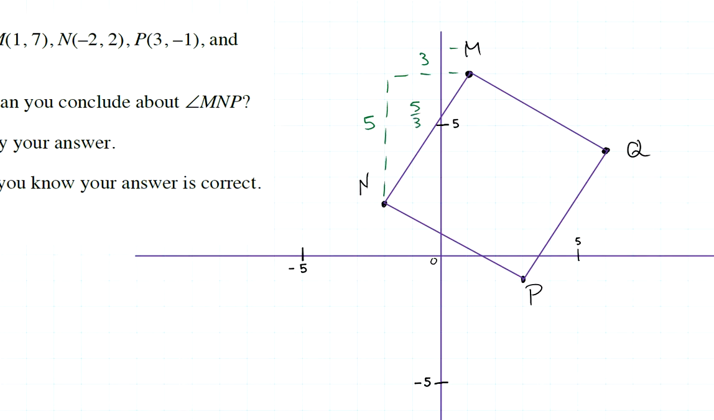That's its slope. For NP, I'm going to go down from N to P. I'm going to go down 1, 2, 3, and over 1, 2, 3, 4, 5. So here I've got a rise of negative 3 and a run of 5 units. So this one has a slope of negative 3/5. When I look at those two slopes, 5/3 and negative 3/5, I know that this angle, angle MNP, has to be a right angle. So let's write that down.